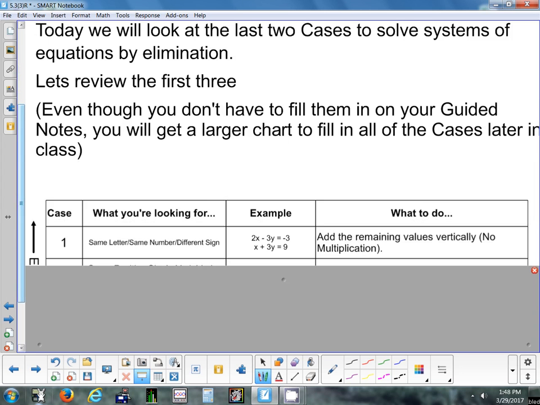So that covers case 1. Like Kyle said, same letter, same number, different sign. There's your example, and we'll add the remaining values vertically. Remember, the template for that is a little bit different. It's just got the 3 small little boxes that are all the same size. There won't be the little boxes that you have to fill in when you multiply. So if you're not sure what case it is, look at the template we're giving you. That's a little hint too.